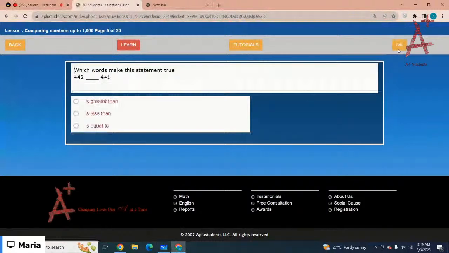Okay, which words make the statement true? 442 and 441, which is the correct option? 442 is greater than 441, right? The correct option is greater.